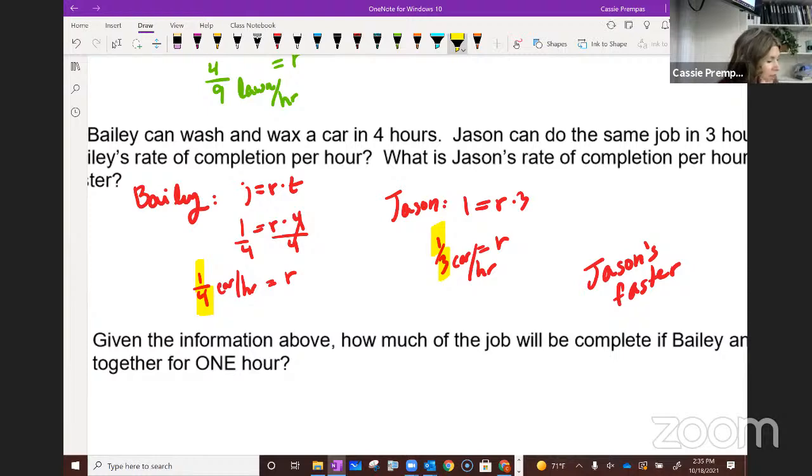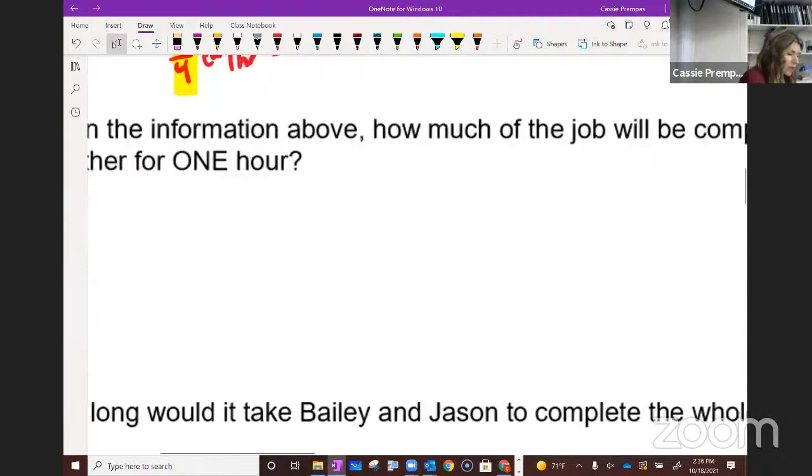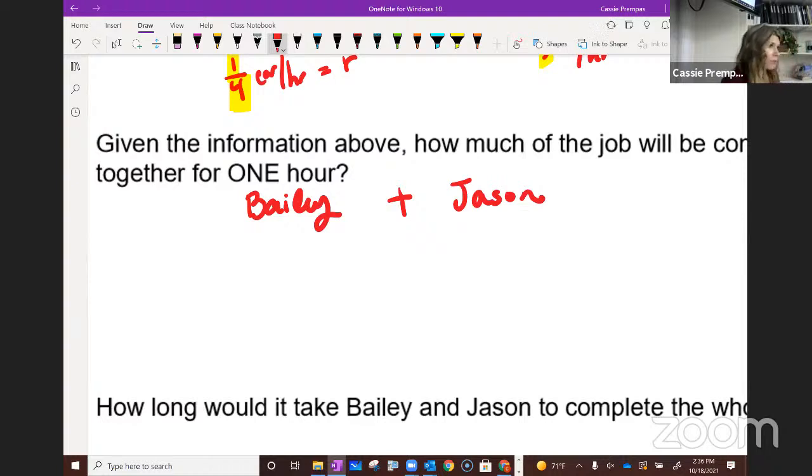Okay, now, given the information above, how much of the job will be complete if Bailey and Jason work together for 1 hour? So now we're working together. I just want you to make sure you're aware that Bailey and Jason are working together on a job. They each have their own rate of completion, but they're working together for 1 hour.